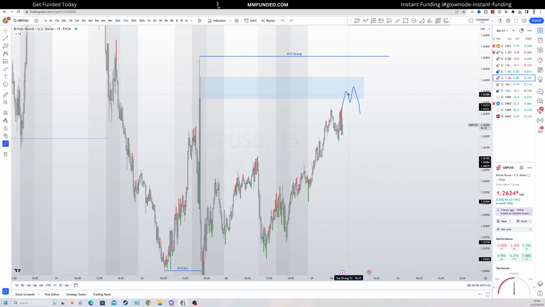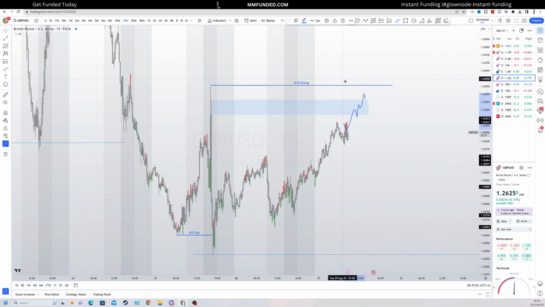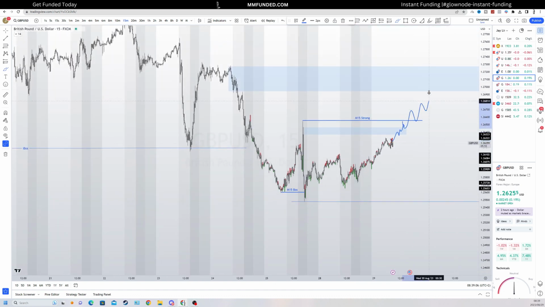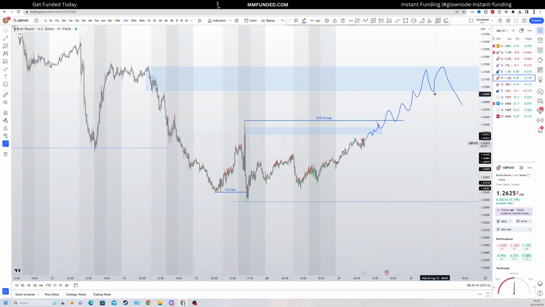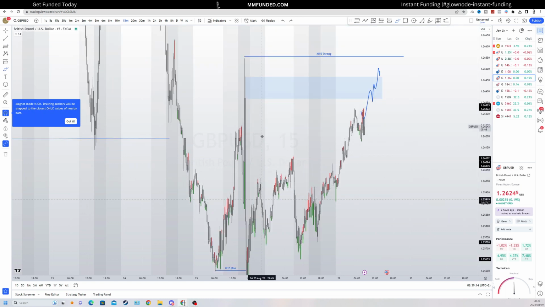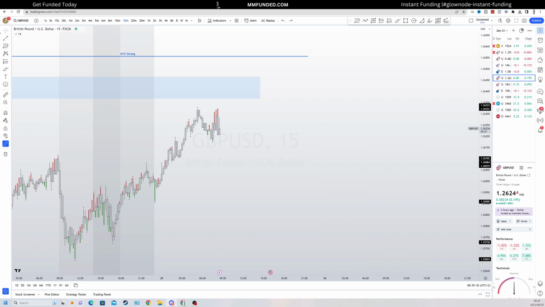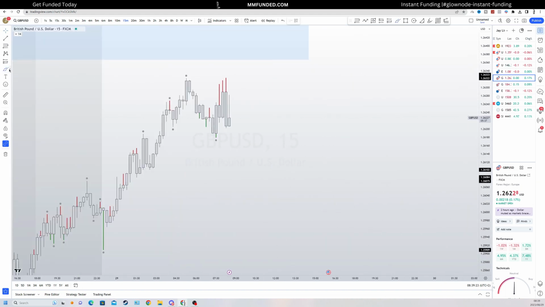If price fails this area of supply, price will most likely take out the M15 swing strong and continue with more of that 4-hour internal pullback into deeper areas of supply before going short and targeting the overall internal 4-hour weak low. Okay, so yeah, price at the moment internally is also bullish, taking out those weak highs.